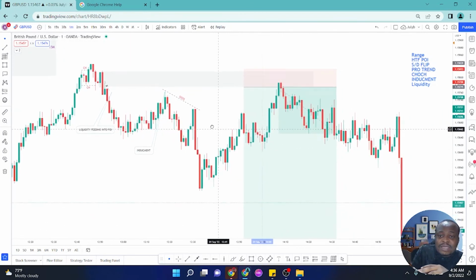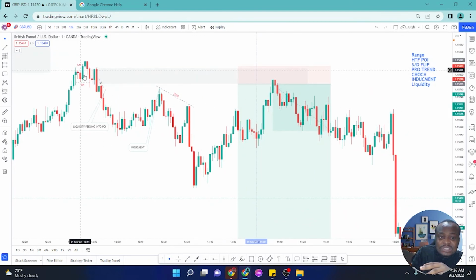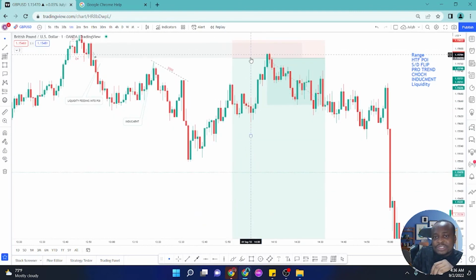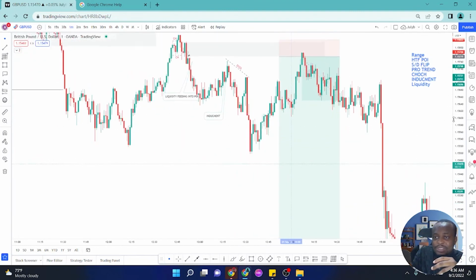So I set up my trade yesterday. Immediately I saw this whole thing: liquidity feeding into the POI, a change of structure, and an inducement before the POI. I said this trade was going to play out. So what did I do? I set up my trade and left it. Do you understand? And look at what happened, my people.